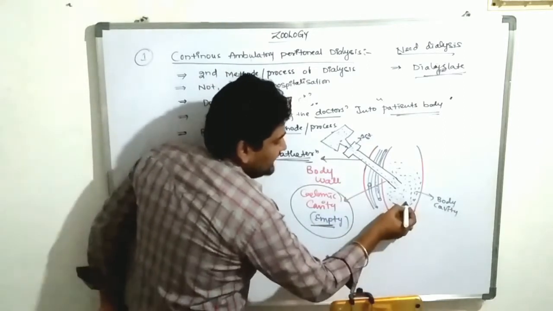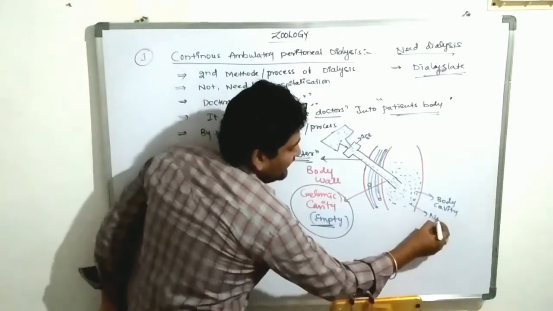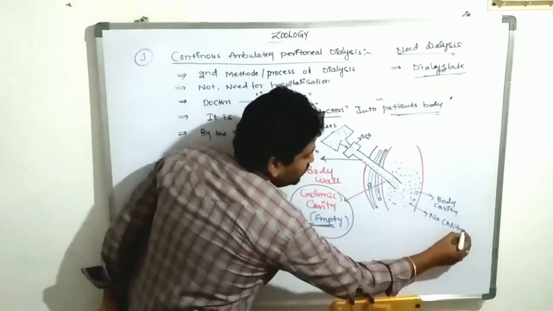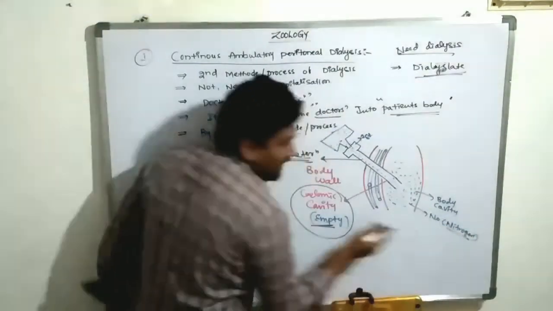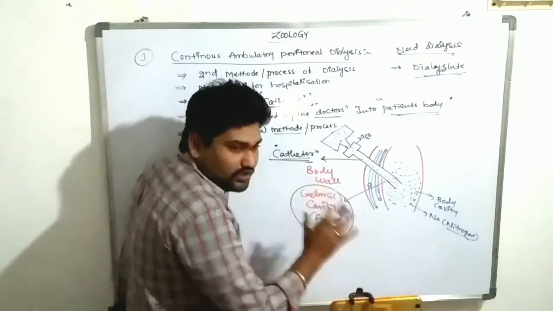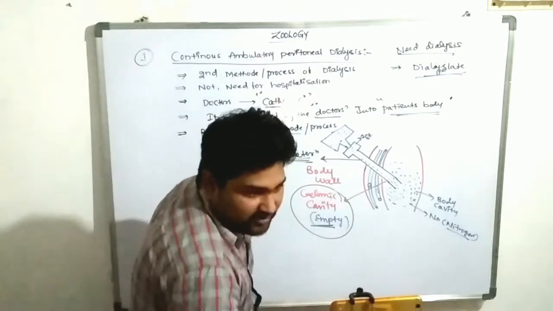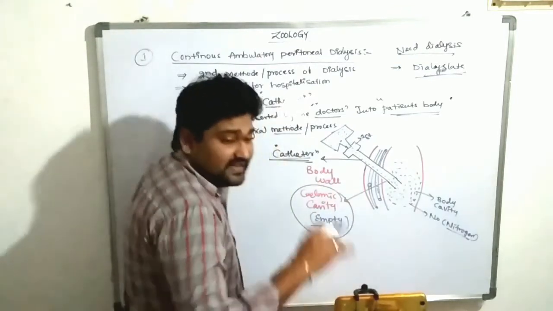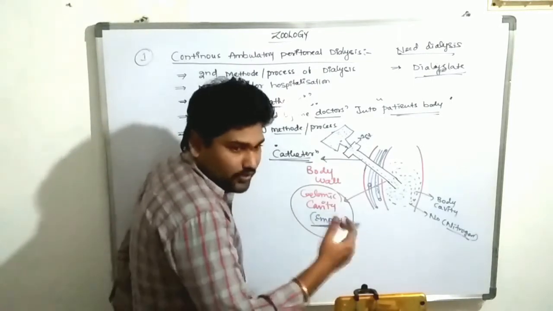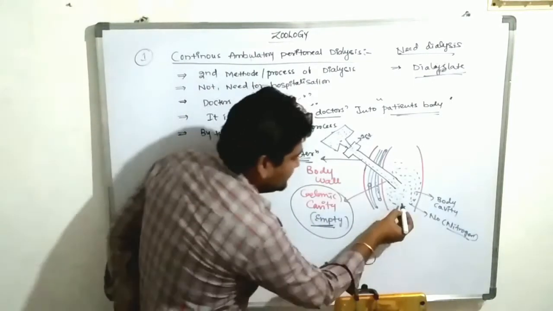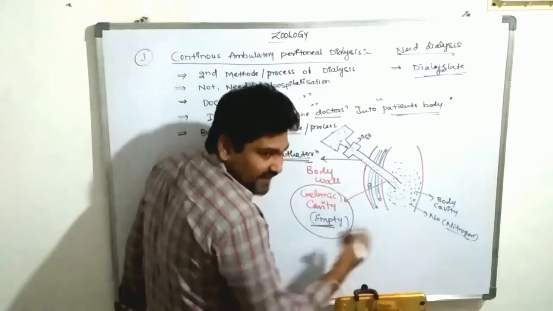But in the dialysate, there are no nitrogenous vestiges. It has the same composition as the blood, but there is no excretory product, nothing but nitrogenous vestiges. But what is the body cavity?